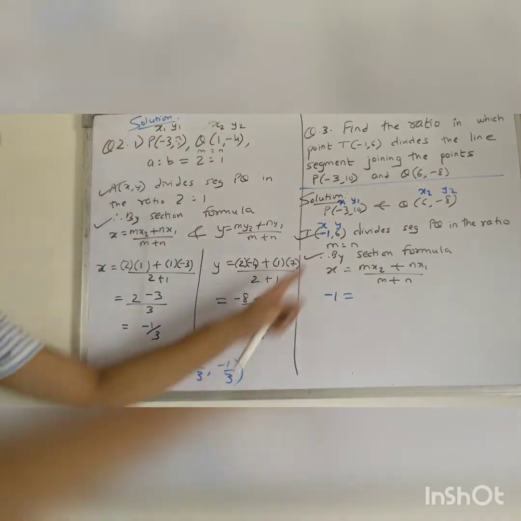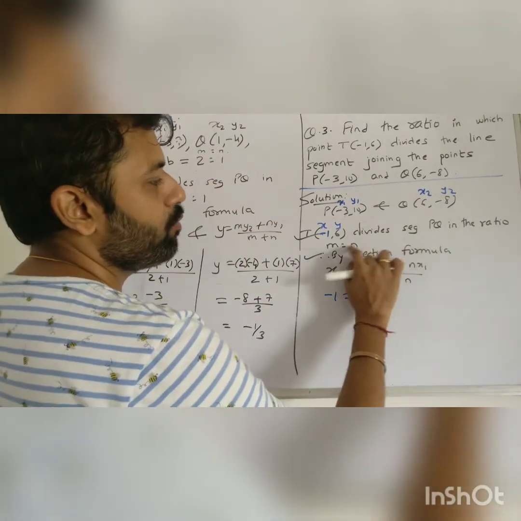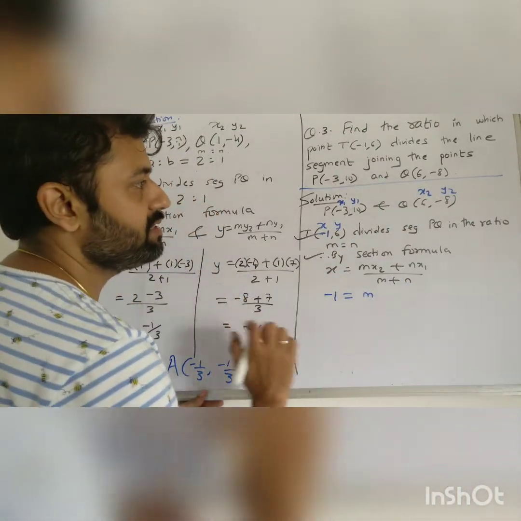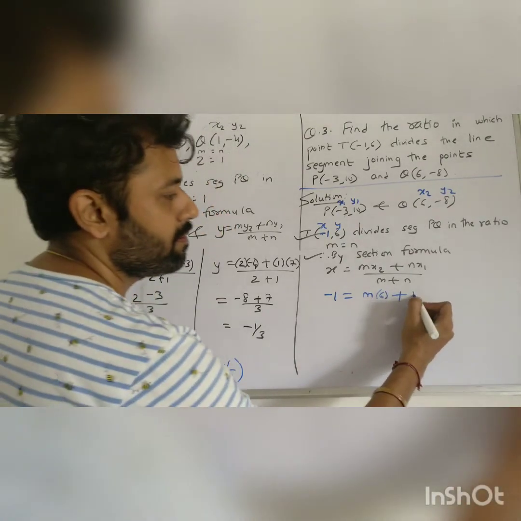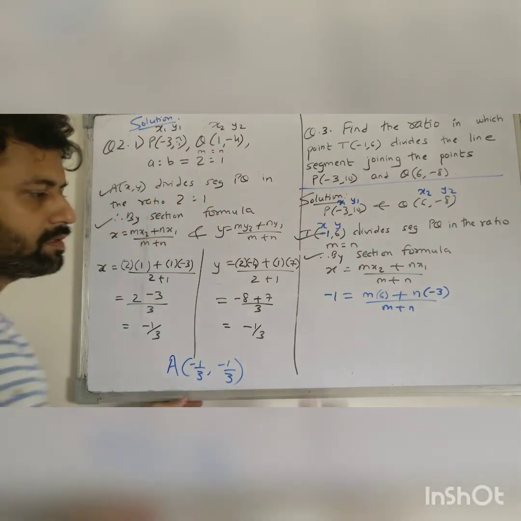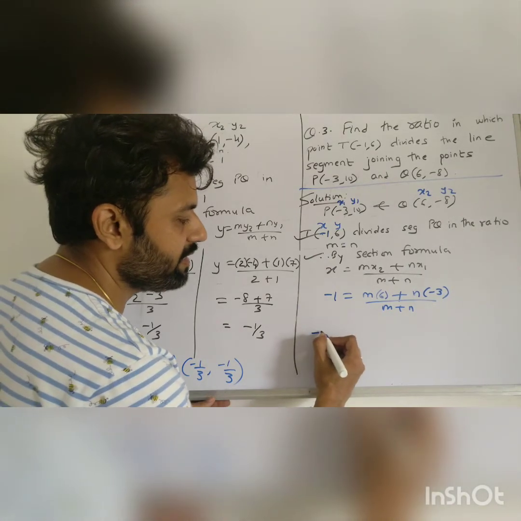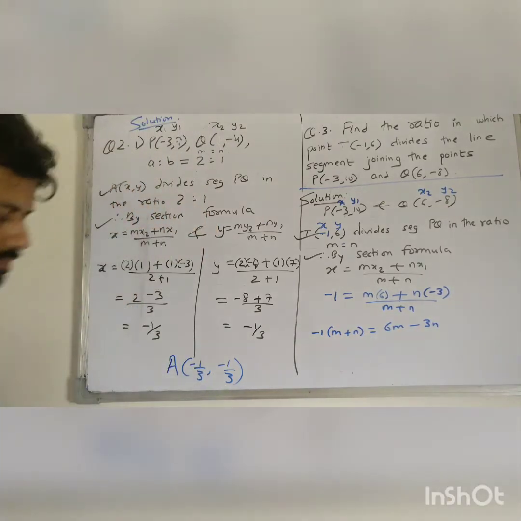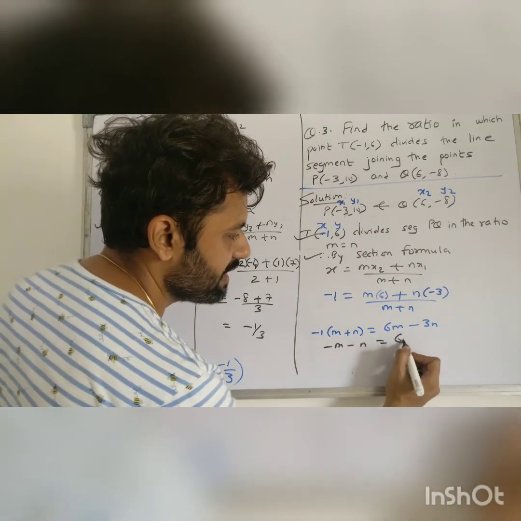So here minus 1 is x for me. M and n, they both are unknown. So in place of m and n, I will write the same variables. mx2 plus nx1 upon m plus n. This m plus n will go that side and will be multiplied by minus 1. So you get this 6m minus 3n. You get minus m minus n is equals to 6m minus 3n.